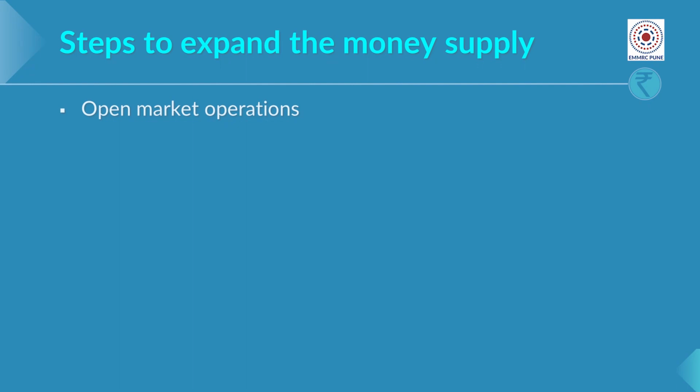First, open market operations. The central bank undertakes open market operations and buys securities in the open market. Buying of securities by the central bank from the public, chiefly from commercial banks, will lead to an increase in reserves of the banks or the amount of currency with the general public. With greater reserves, commercial banks can issue more credit to investors and businessmen for undertaking more investment.